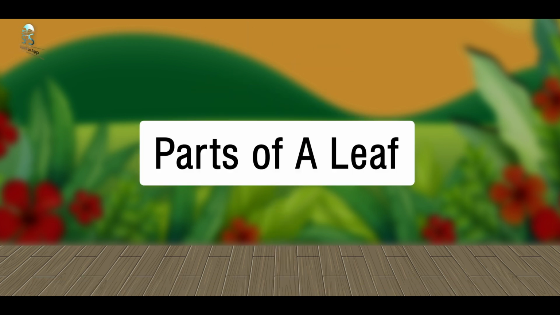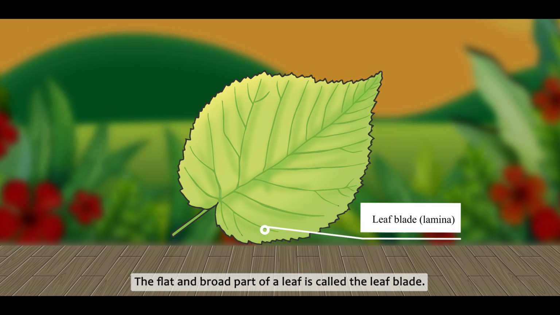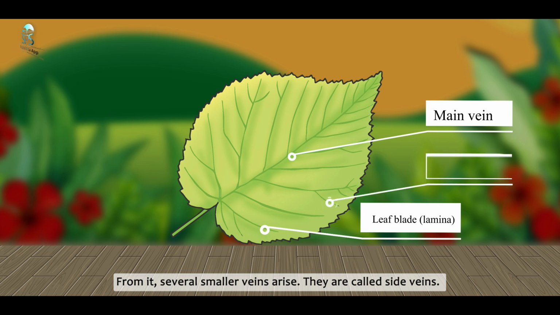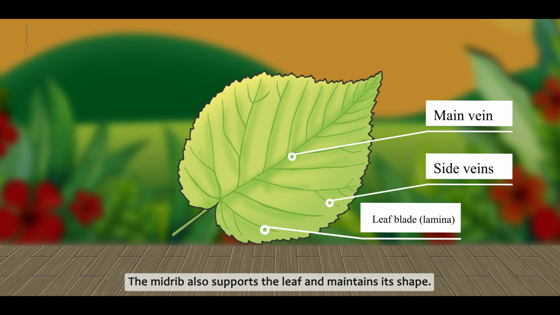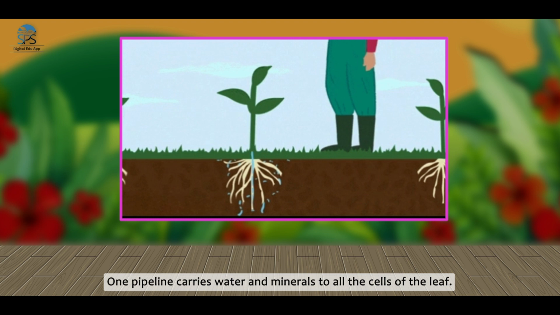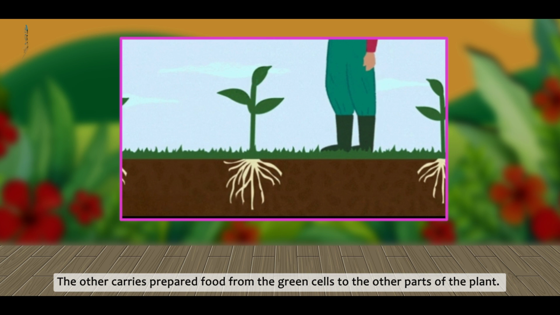Parts of a leaf. The flat and broad part of a leaf is called the leaf blade. The leaf blade bears one main vein called the midrib. From it, several smaller veins arise. They are called side veins. The midrib also supports the leaf and maintains its shape. It is formed by a double pipeline of cells. One pipeline carries water and minerals to all the cells of the leaf. The other carries prepared food from the green cells to the other parts of the plant.